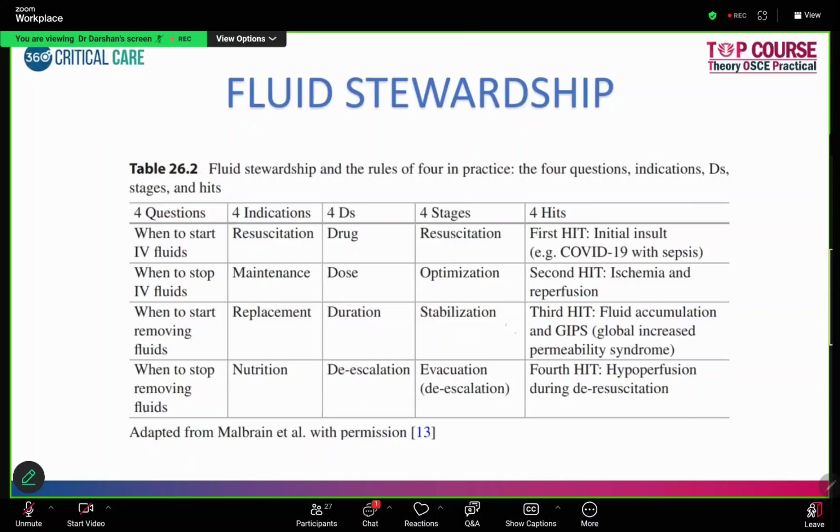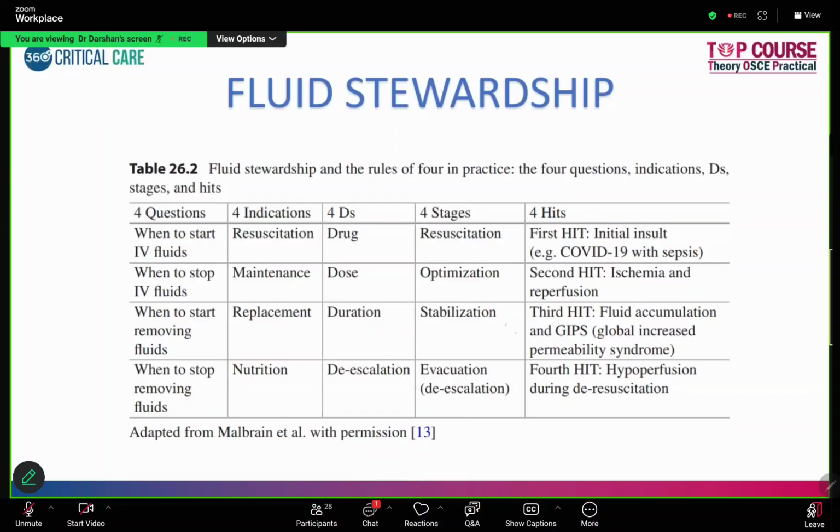To avoid complications of fluid overload, you have to use fluid stewardship. Fluid stewardship is similar to your drug stewardship. What I told you earlier, fluid is again a drug. Treat it with the four Ds. That is your drug. What are we using? What is the type of crystalloid? If you're using a colloid, for which patient are we using it and when? All of that has to be questioned. How much we are using, that is the dose. How long are we using, and is the patient in the resuscitative phase, optimization phase, stabilization phase, or the evacuation phase? So all of this comes into questioning. And finally, whenever we have achieved our targets, we need to think about de-escalation.